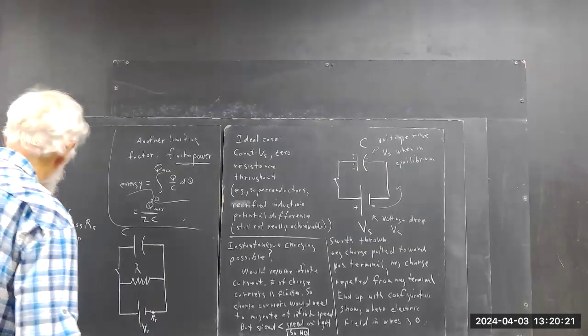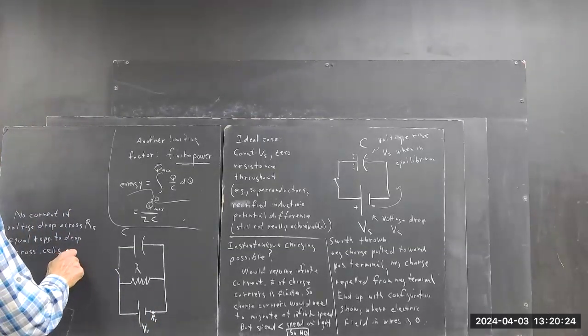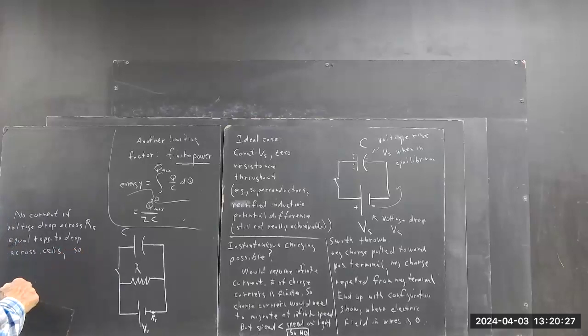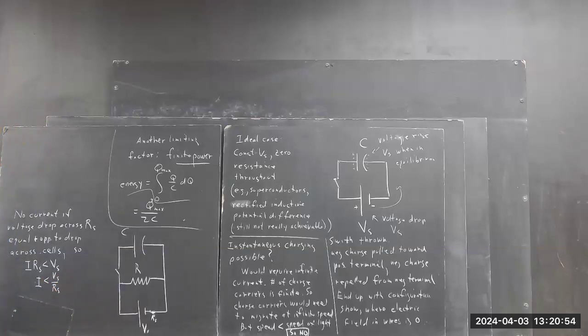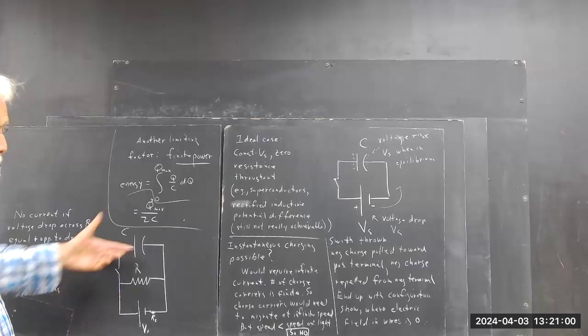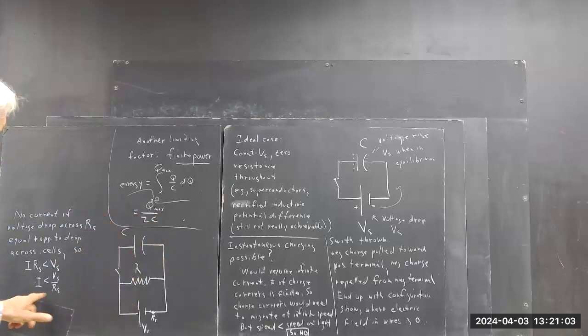Still, you've got cells. So I times RS has to be less than the source voltage. And that makes sense: when you close the circuit, you're not going to get anything near an infinite current through here. You're going to get this much current.